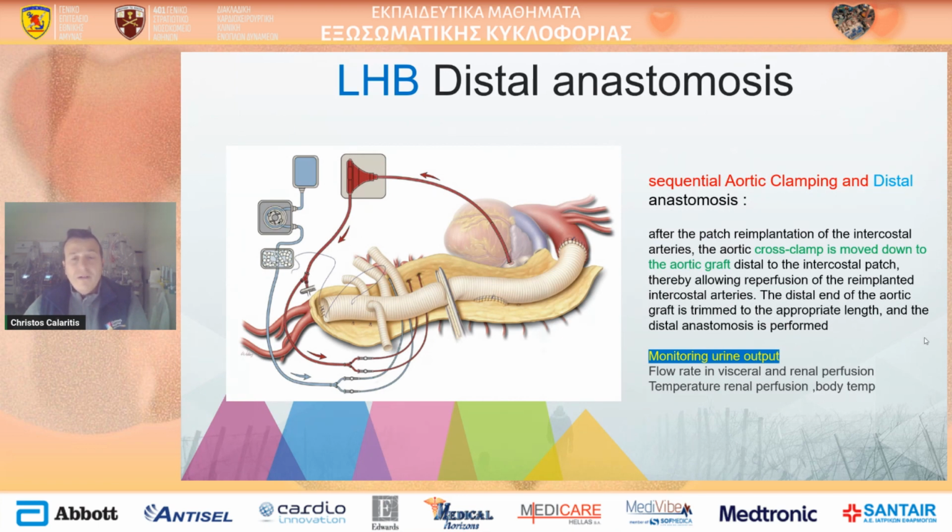This is a collaborative effort with anesthesia, the surgeon, and the cardiac surgeon. We monitor urine output, flow rate in visceral and renal perfusion, renal perfusion temperature, and body temperature to ensure that we are not cooling the patient.